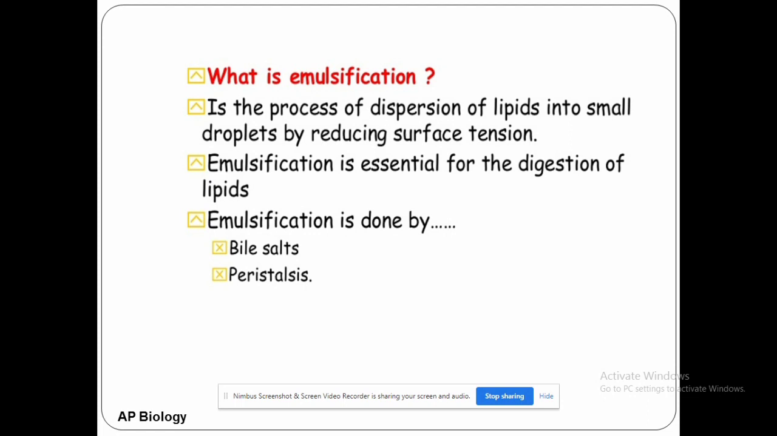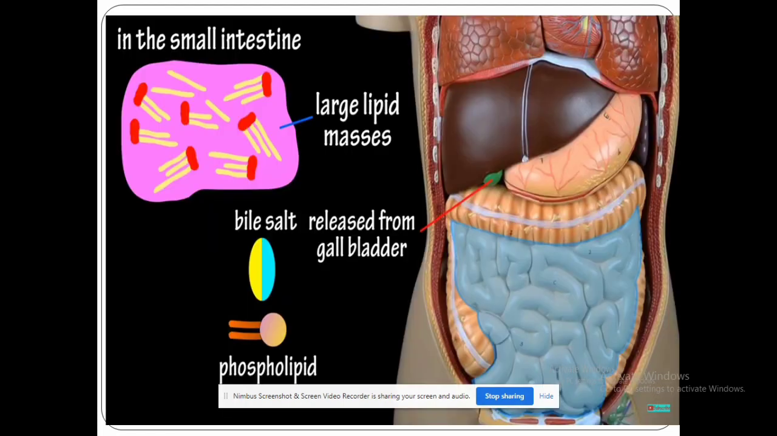The process of dispersion of lipids into small droplets by reducing the surface tension is done by the bile salts and the peristaltic movement of the small intestine. The bile salts are released by the gallbladder and the phospholipids are also there. The phospholipids and bile salts work together to emulsify the large fat droplets and break them down into small droplets.